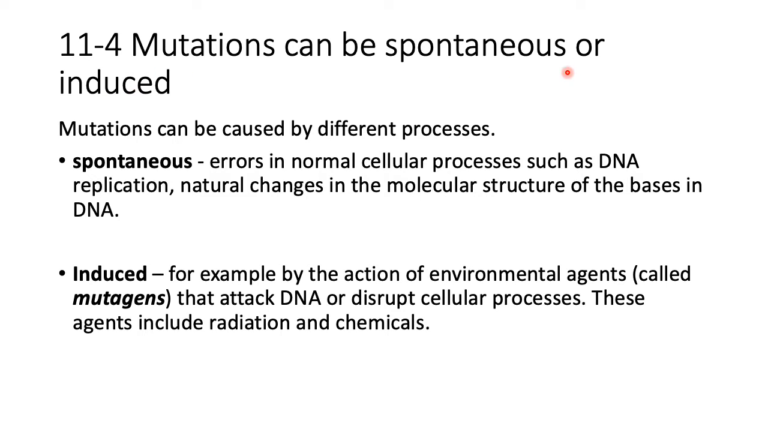Some mutations can be spontaneous, others can be induced. So, for example, spontaneous mutations are errors in normal cellular processes such as DNA replication. So, there can be an error during DNA replication that can cause a mutation. Some can be natural changes in the molecular structure of the bases of the DNA, so a nucleotide can be exchanged. Other types of mutations can be induced, meaning that chemicals, maybe from the environment or some type of chemical agent that was absorbed by a cell, can attack the DNA and disrupt it. And so some examples include radiation and chemicals.